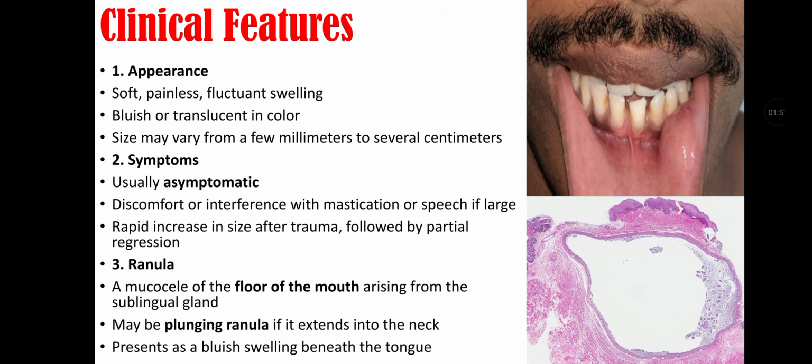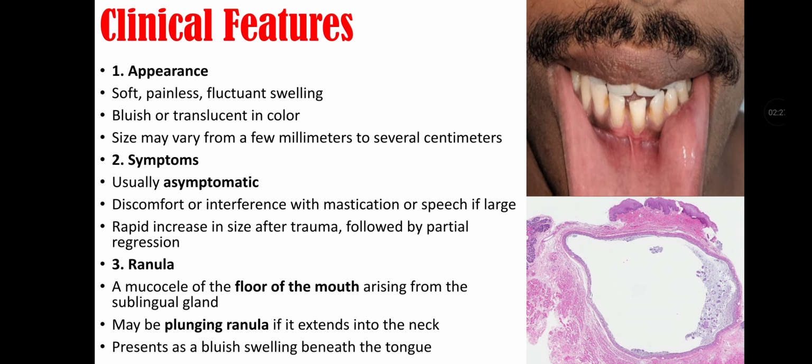Clinical features: appearance. Salivary mucoceles appear as soft, painless, fluctuant swelling that is bluish or translucent in color. Its size may vary from a few millimeters to several centimeters. Symptoms of salivary mucocele. It is usually asymptomatic. Discomfort or interference with mastication or speech is there if it is large. Rapid increase in size occurs after trauma followed by partial regression.